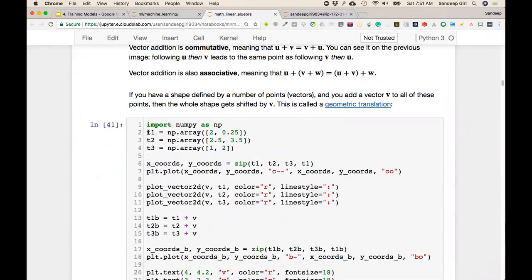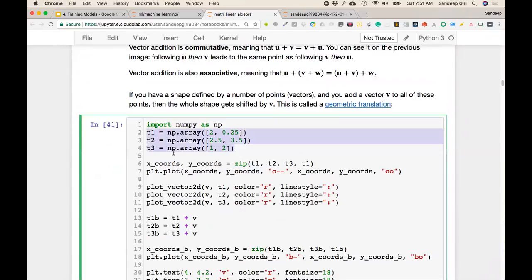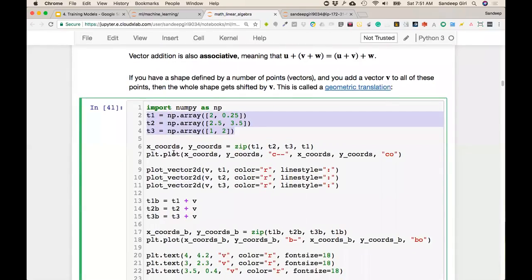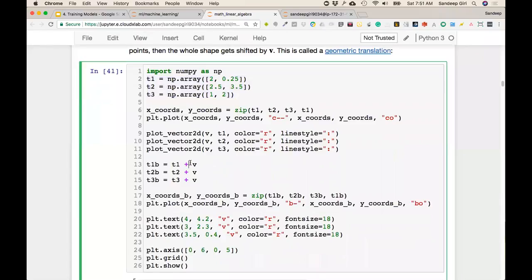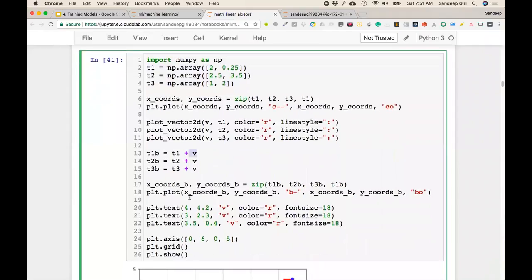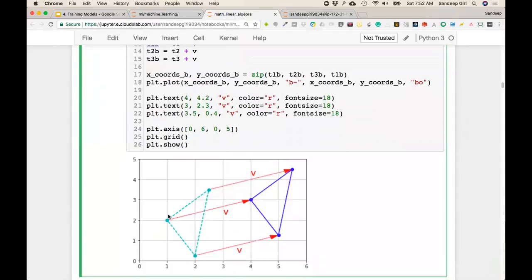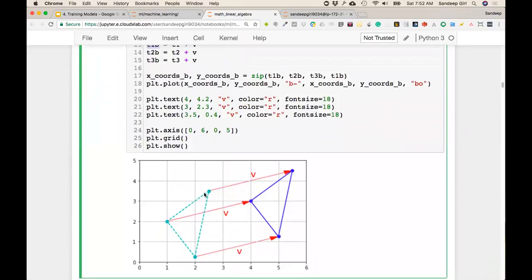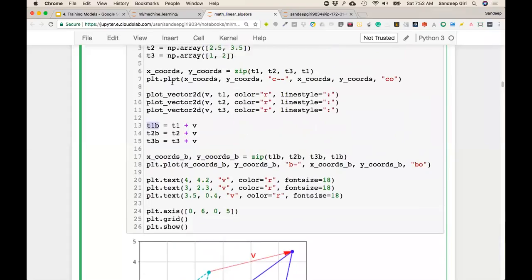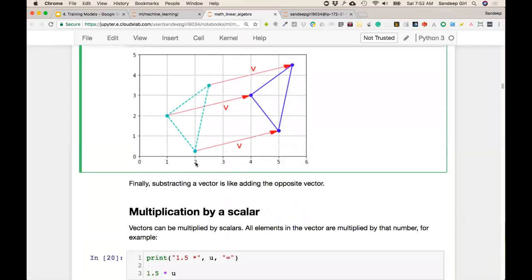Let's say we have three vectors, T1, T2, and T3, and we would like to add a value v to all three. In that case, what does it mean to add a scalar to the vectors? This diagram shows you very clearly. Initially these were the three values, t1, t2, and t3. T1 is, what is t1? 2 and 0.25. This is probably t1, and so on, right?